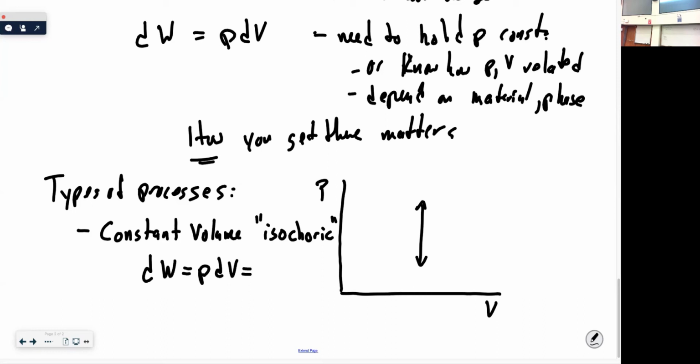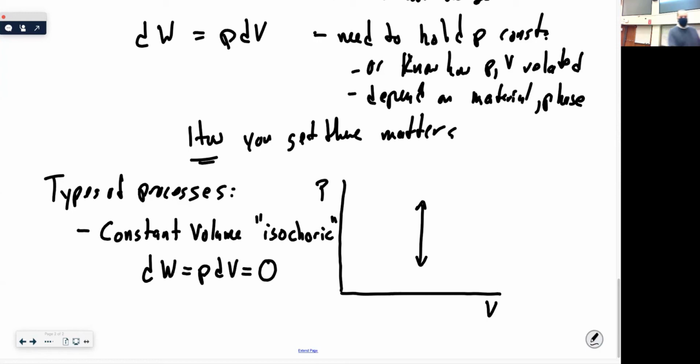If there is no change in volume, there is no work done by the gas, right? You're doing an integral, but you're integrating from the exact same thing. And so you're going to get whatever the pressure is, minus the same thing. It's going to go away. Isochoric processes always have 0 work done.